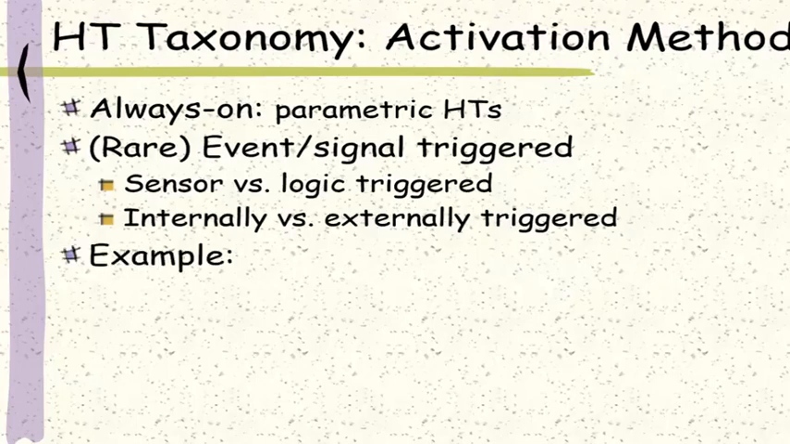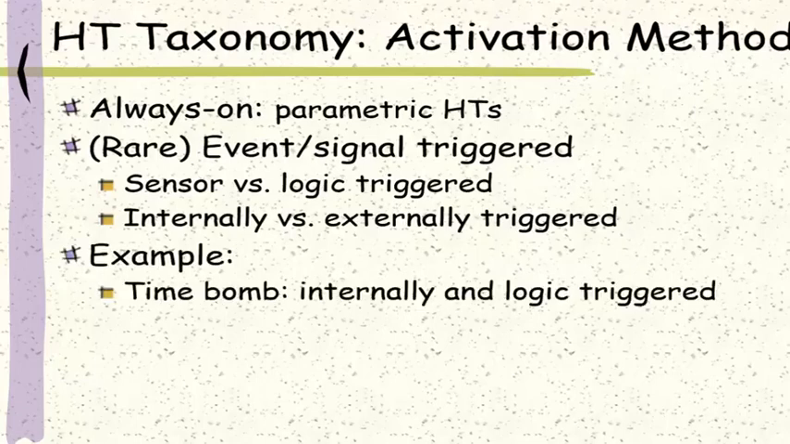Here are several examples. A time bomb, as its name suggests, will explode when a preset time expires. In hardware Trojans, this can be easily implemented with a counter or a finite state machine. When a counter reaches a preset value or the finite state machine reaches a certain state, the hardware Trojan will be activated. This is an internally triggered and logic-triggered hardware Trojan.